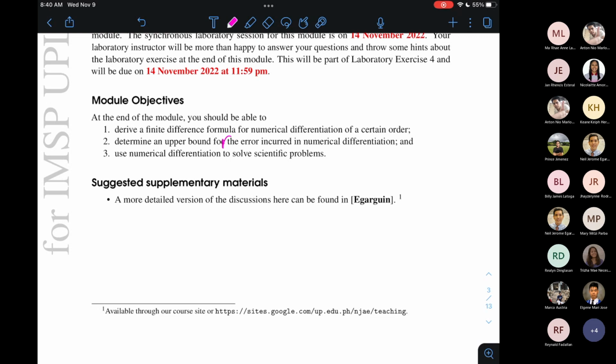So you should also learn how to find an upper bound. And of course, our mainstay objective is for you to be able to use numerical differentiation to solve scientific problems.